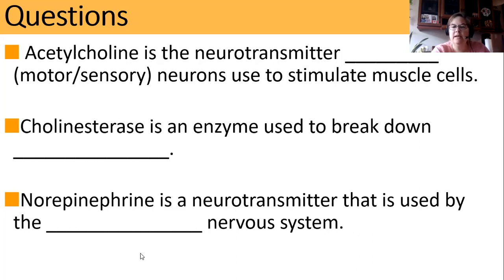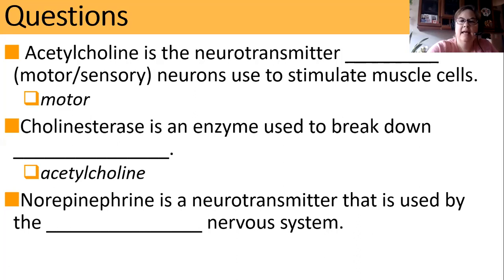Cholinesterase is an enzyme used to break down. What does it break down? Acetylcholine. Good job. Okay. Epinephrine is a neurotransmitter that is used by what branch of the nervous system? Excellent. Sympathetic branch of the nervous system.